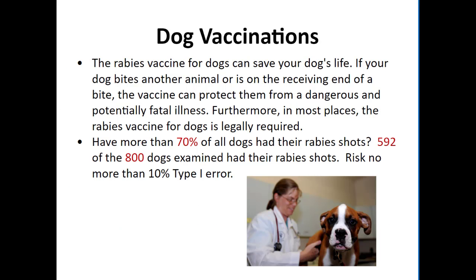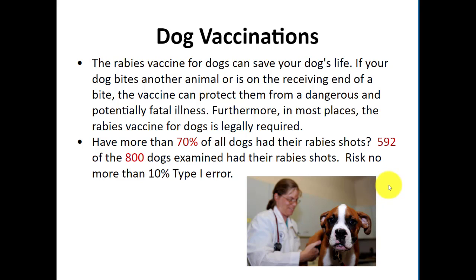So for this scenario, it said that the rabies vaccine for dogs can save your dog's life. If your dog bites another animal or is on the receiving end of a bite, the vaccine can protect them from a dangerous and potentially fatal illness. Furthermore, in most places, the rabies vaccine for dogs is legally required. They want to know if more than 70% of all dogs have had their rabies shots, and they took a sample of 800 dogs. 592 of those dogs had their rabies shots, and they wanted us to risk no more than 10% type 1 error.